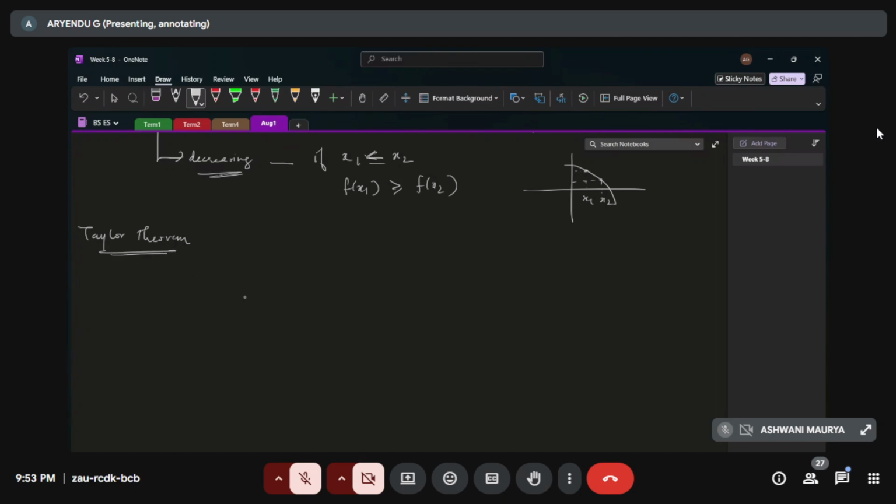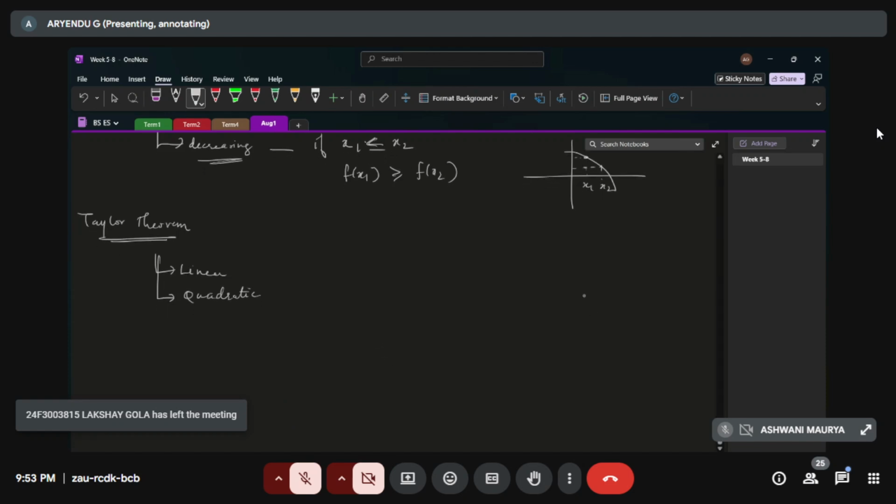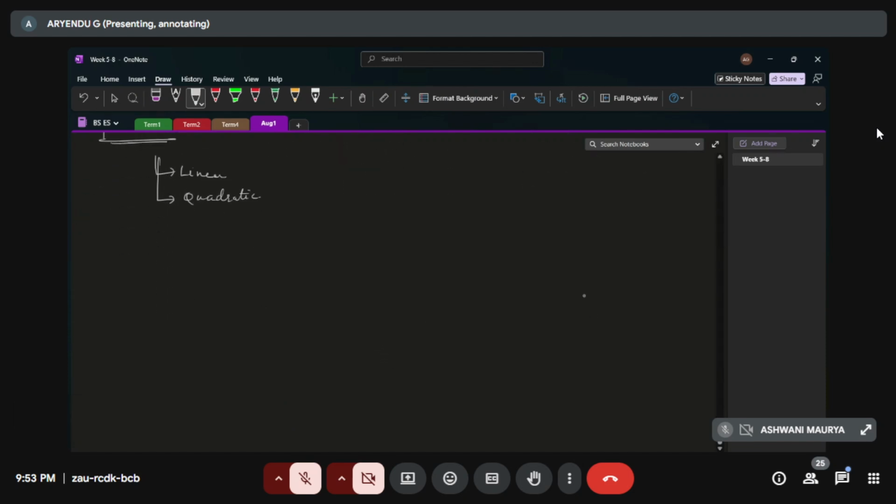And now Taylor theorem. Taylor theorem is actually very time taking. So for the quizzes, you can use Taylor theorem for any order of derivative, but usually we have to focus on linear and maybe quadratic. Other than that, we don't have to focus on that. There is a very standard lengthy equation for any value of n, but we have to focus on the equations for linear and quadratic.